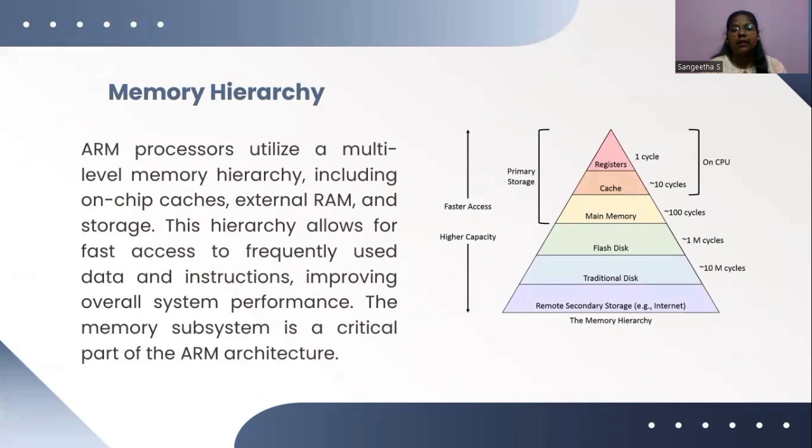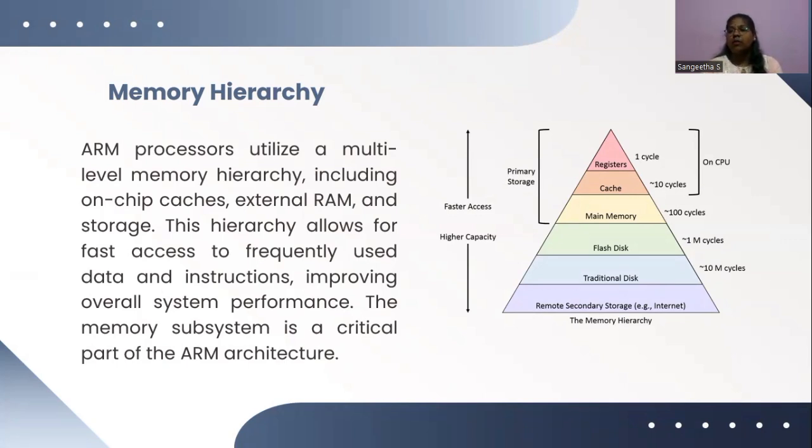Next is memory hierarchy. ARM processors utilize a multi-level memory hierarchy, including on-chip caches, external RAM, and storage. See, the core architecture is where the input uses the program counter and arithmetic and logic unit. These are the basic things a computer needs, and memory hierarchy is where the memory is stored. First it will be in registers, cache, main memory, flash disk, traditional disk, and at last the remote secondary memory, that is the internet.